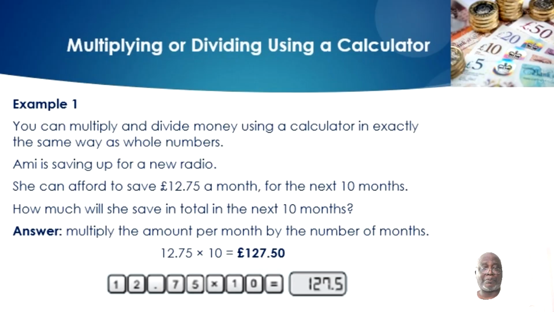Amy is saving up for a new radio. She can afford to save £12.75 a month for the next 10 months. How much will she save in total in the next 10 months? The answer, you simply multiply the amount per month by the number of months, which is £12.75 times 10. And that is equal to £127.50.